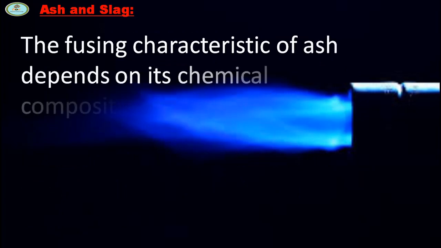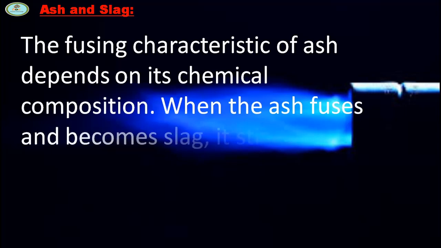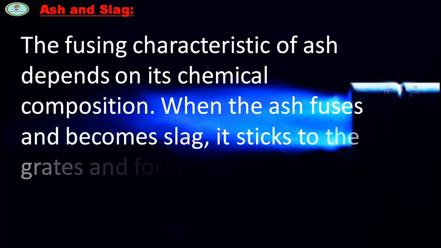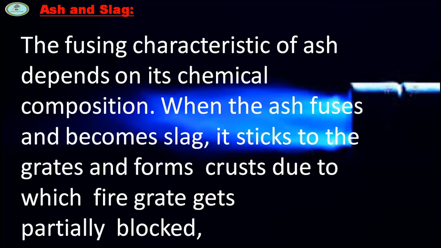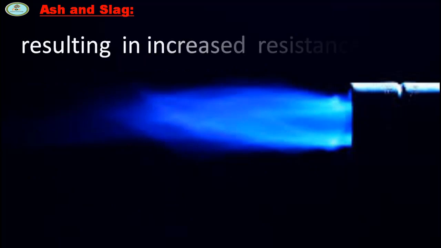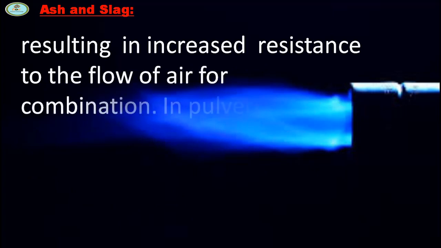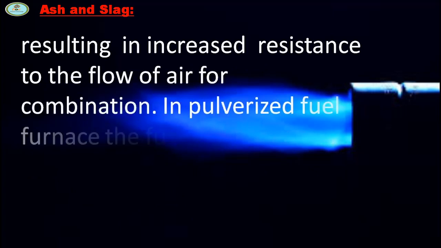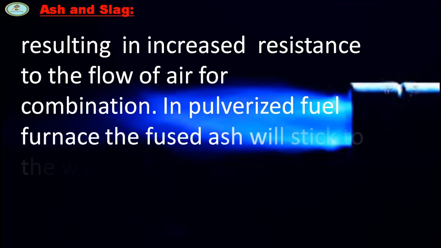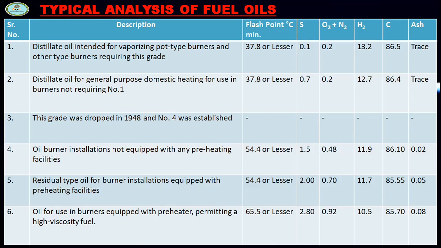When the ash fuses and becomes slag, it sticks to the grate and furnace walls, due to which the fire grate gets partially blocked, resulting in increased resistance to the flow of air for combustion. In a pulverized fuel furnace, the fused ash will stick to the water wall tube outer surface and cause resistance to heat transfer. Typical analysis of fuel oils.